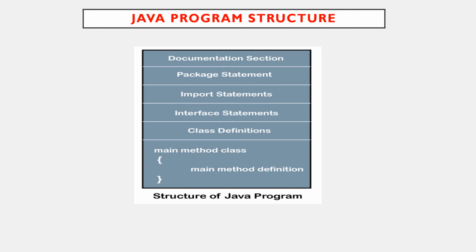The next thing is the interface statement. An interface is similar to a class, but includes a group of method declarations. This is also an optional section and it is used only when we wish to implement the multiple inheritance feature in our program. The next thing is the class definition. A Java program may contain multiple class definitions. So classes are the primary and essential elements of a Java program.